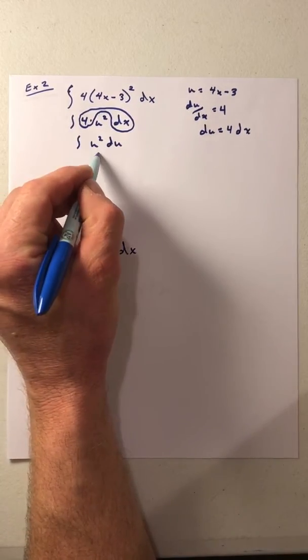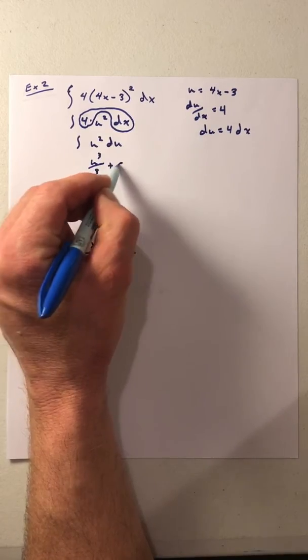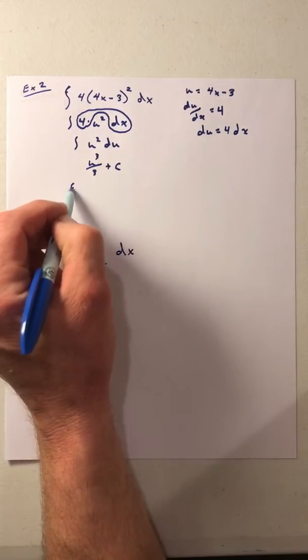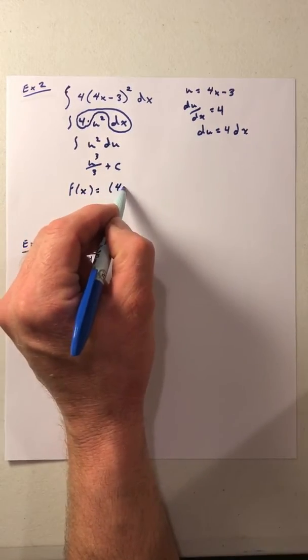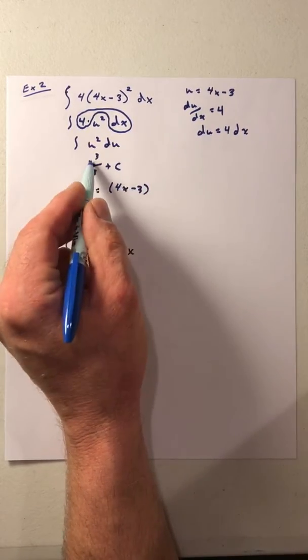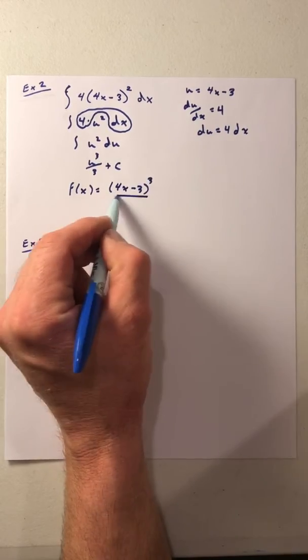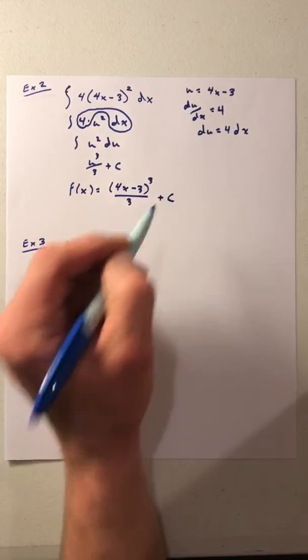Integrating u squared, I end up with u to the third over 3 plus c. So my original function, f of x, is going to equal the quantity of 4x minus 3, that's what our u was, to the third over 3 plus c.